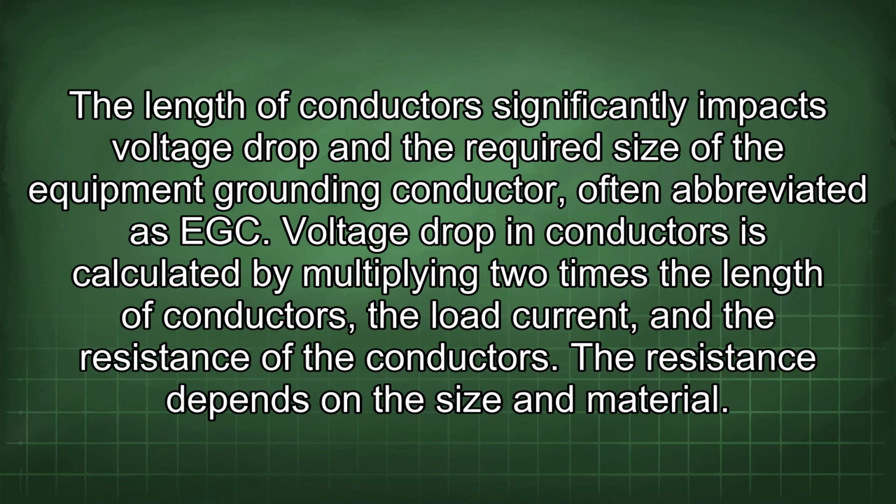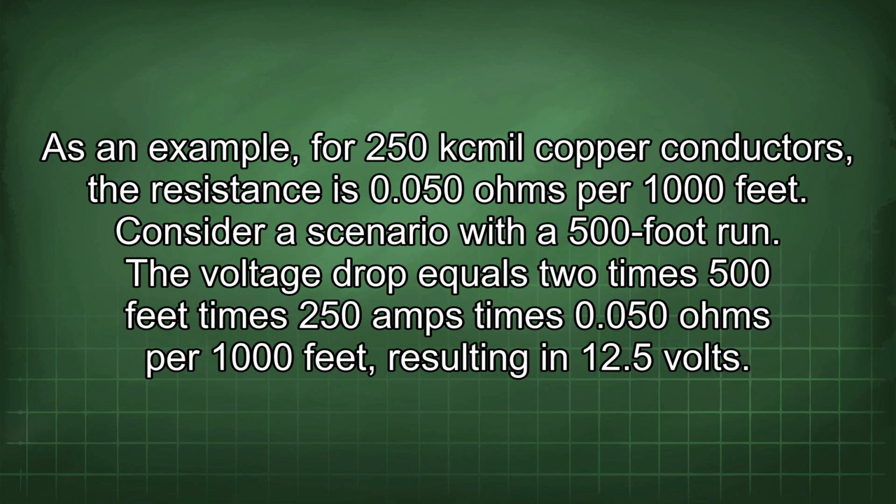Length of conductors significantly impacts voltage drop and the required size of the equipment grounding conductor, often abbreviated as EGC. Voltage drop in conductors is calculated by multiplying 2 times the length of conductors, the load current, and the resistance of the conductors. The resistance depends on the size and material. As an example, for 250 kcmil copper conductors, the resistance is 0.50 ohms per 1000 feet.